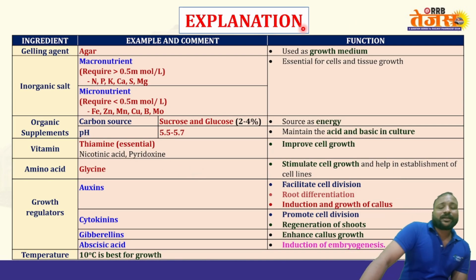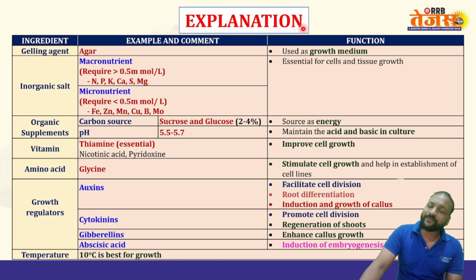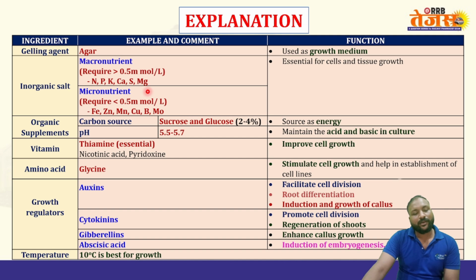Yes. So these are the different requirements along with some ingredients and their function. You can see the major gelling agent is agar. It is a growth medium and it requires some inorganic salts like macronutrients and micronutrients. In the macronutrients: sodium, potassium, calcium, sulfur, magnesium, phosphorus. And the micronutrients are ferrous, zinc, manganese, copper, boron, and molybdenum. So these are all the micronutrients essential for tissue and cell growth.